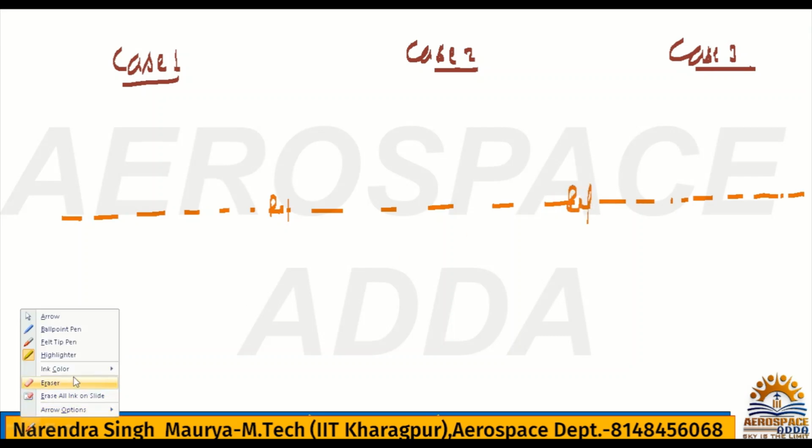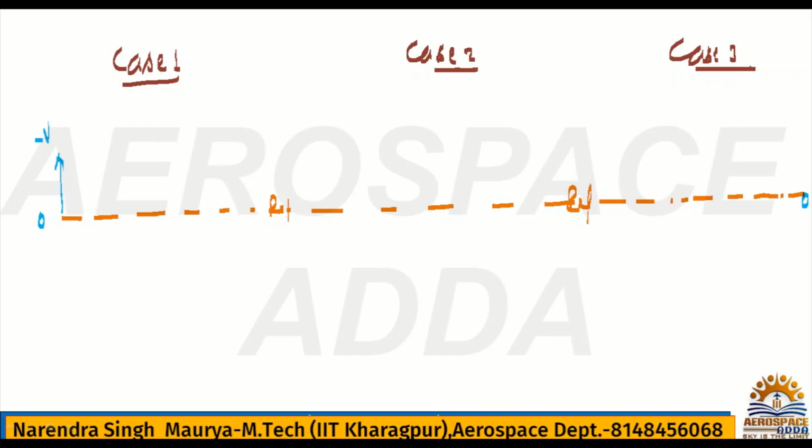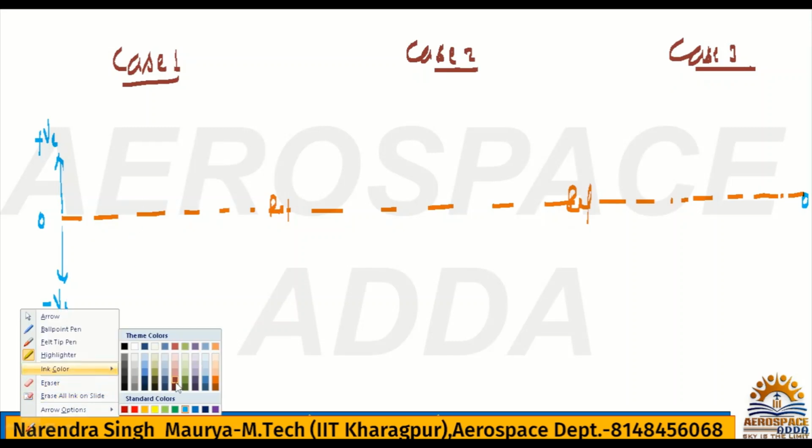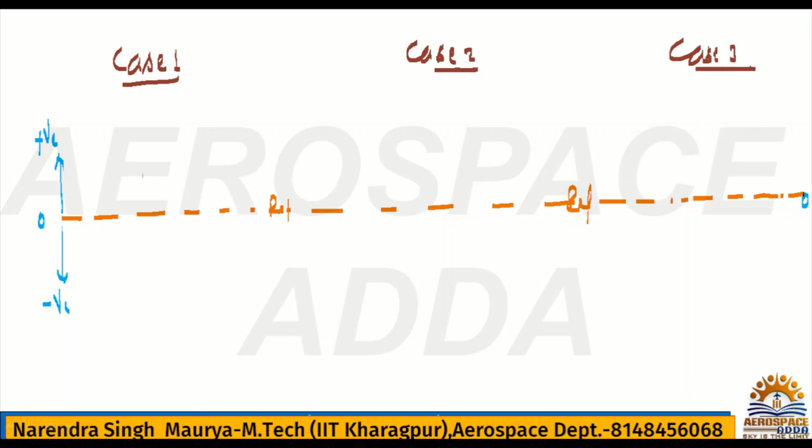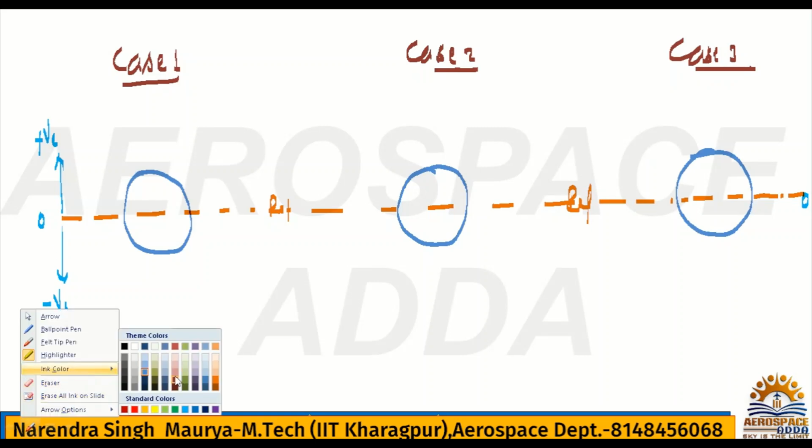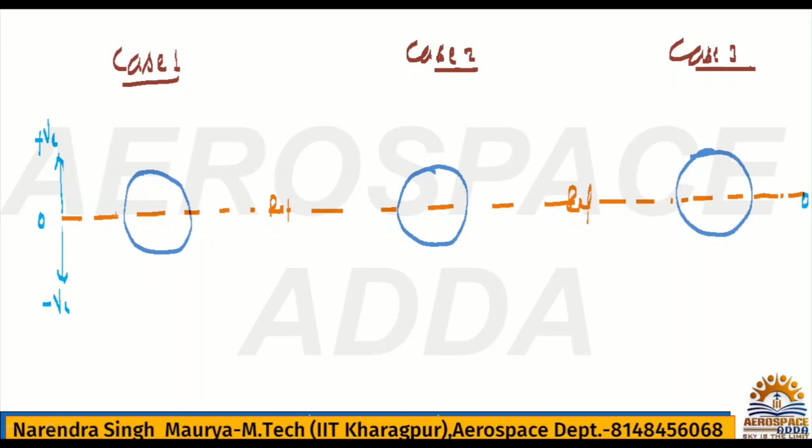just say this is 0. If you go above, then it will be positive, and if you go downward it will be negative. And if I say this is the reference of the plane, that will be the front view. So I can show you this is the front view for all three cases. Like this. If this is the front view of the airplane, you have to show the location of the CG and the wing.